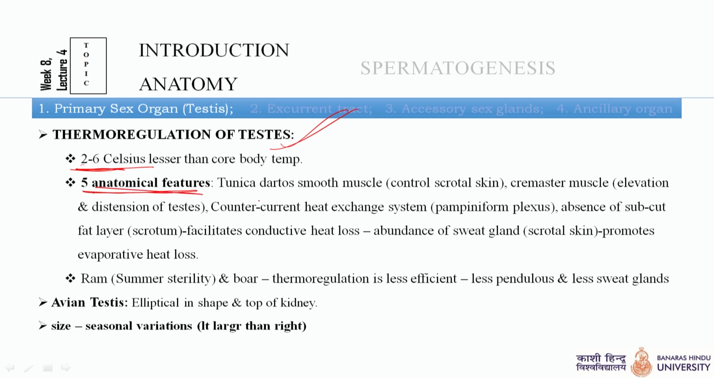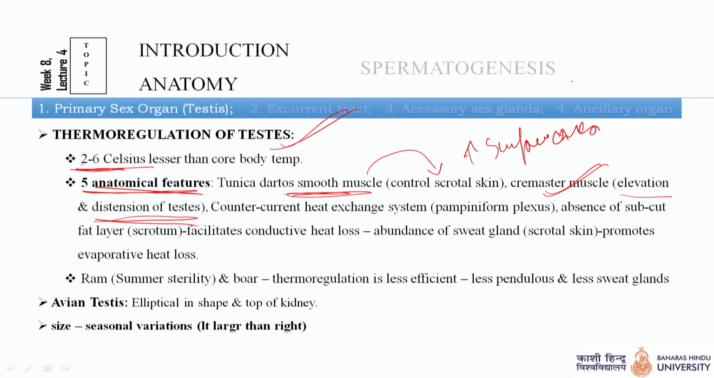The first one is the tunica dartos smooth muscle. Now this controls the scrotal skin. How does it control the scrotal skin? It causes the relaxation and contraction of the scrotal skin. When it relaxes, what happens? It increases the surface area. By increasing its surface area, it helps in the transfer of the heat load. The next is the cremaster muscle, which helps by elevating and distending the testis.